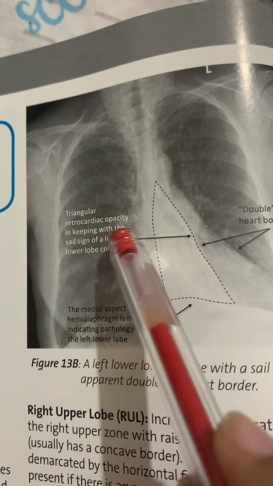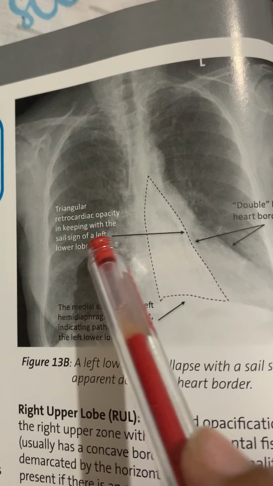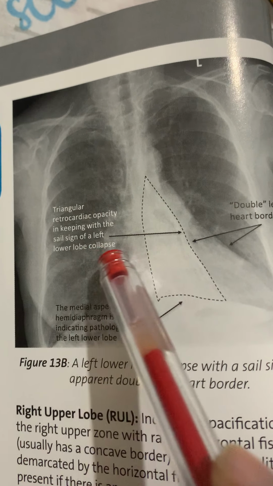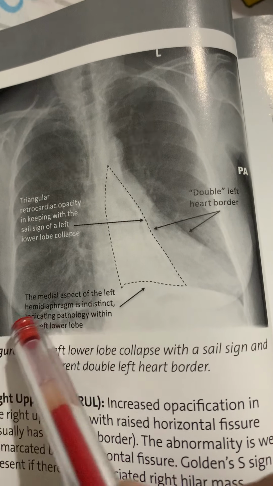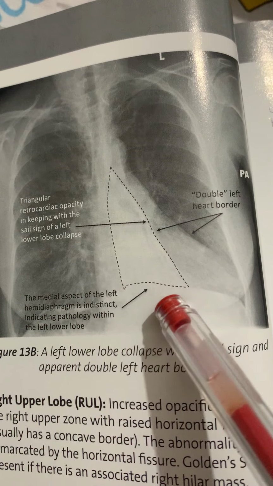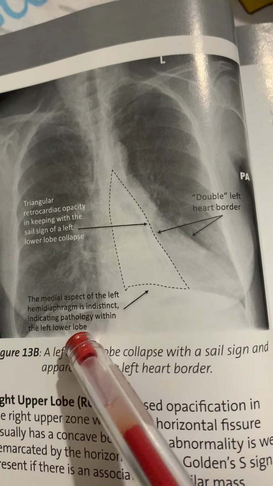Here is the triangular retrocardiac opacity in keeping with the sail sign of a left lower lobar collapse. Double left heart border is present. The medial aspect of the left hemidiaphragm is indistinct, indicating a pathology within the left lower lobe.